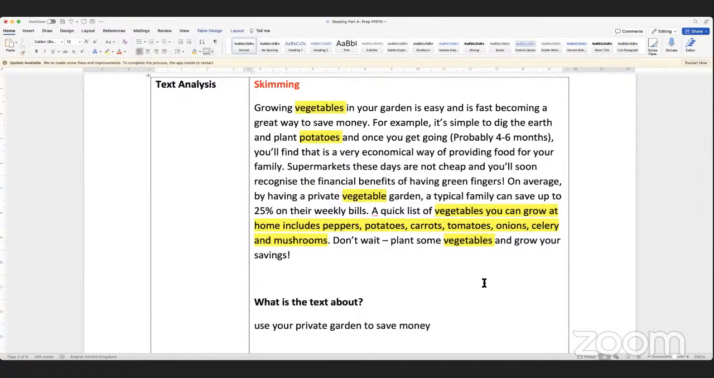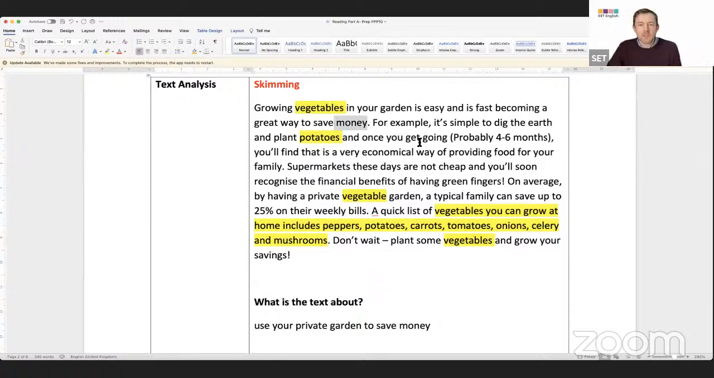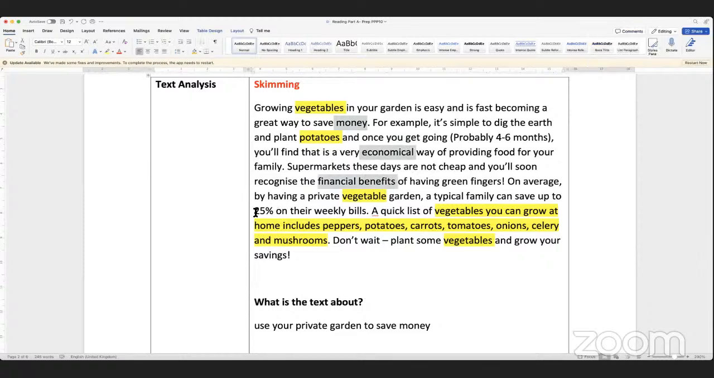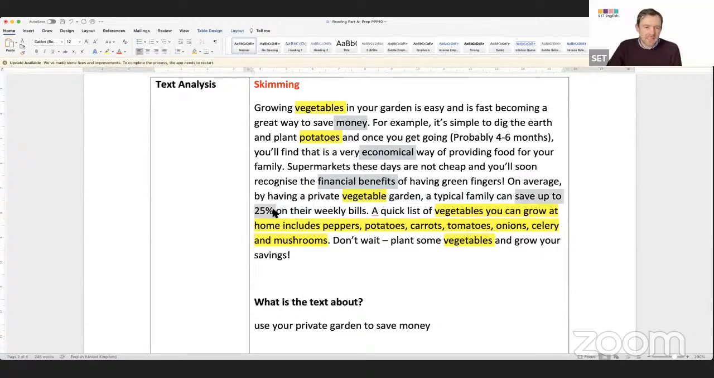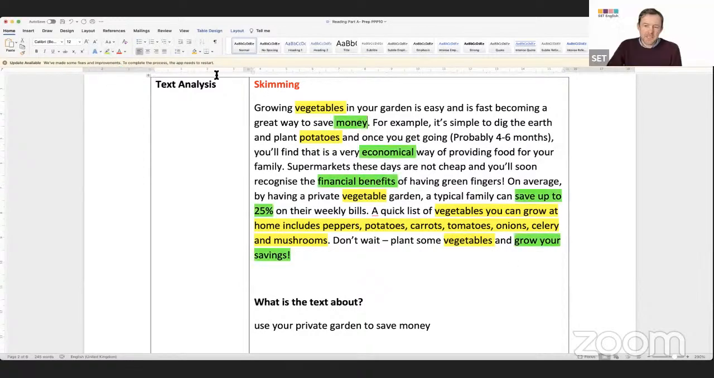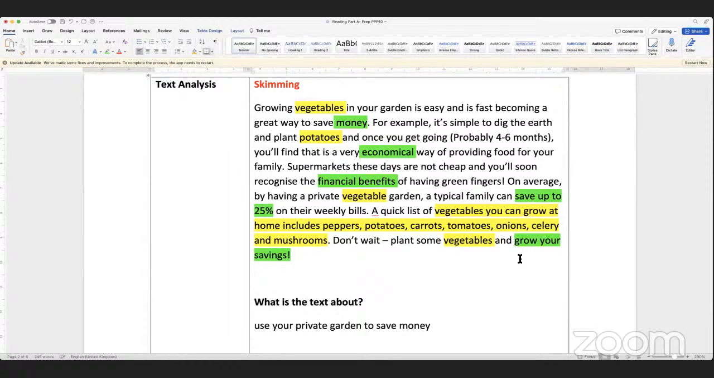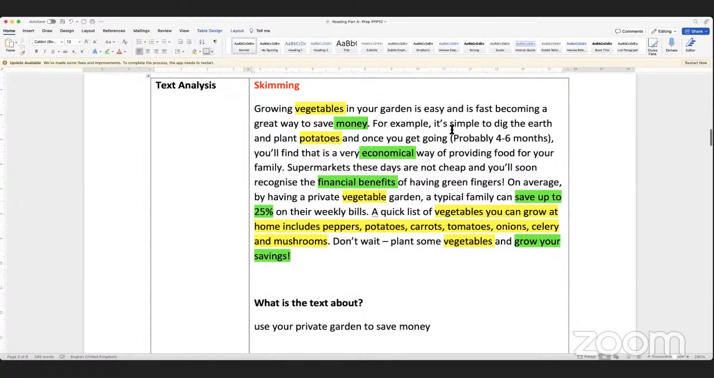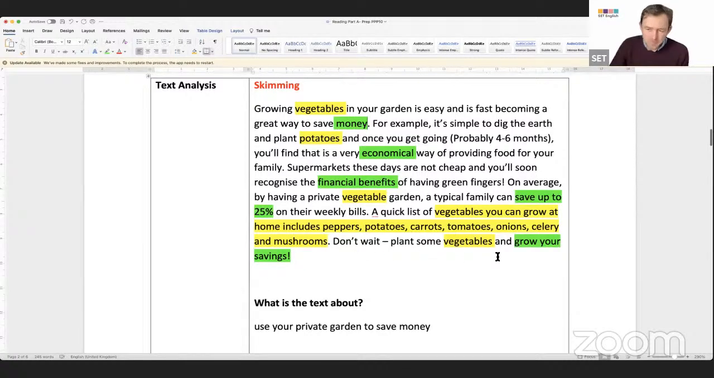But also they are mentioning money. There's lots and lots of money. Economical, financial benefit. Grow your saving. Saving up to 25%. Grow your vegetables and save money. Where's that? I can't see it. Plant some vegetables and grow your savings. It's at the end, isn't it? So that's what it's all about.